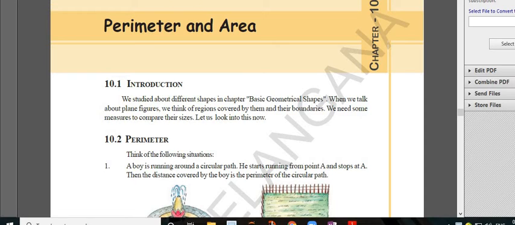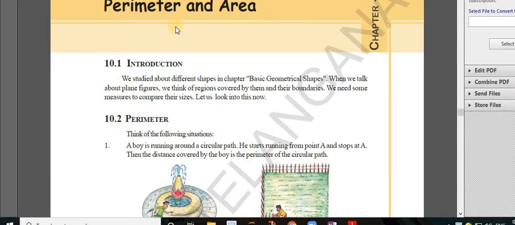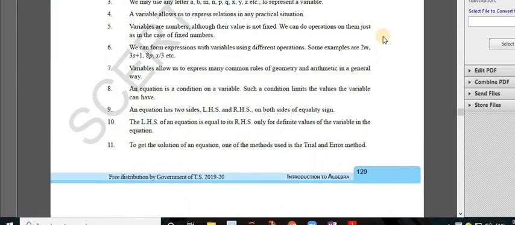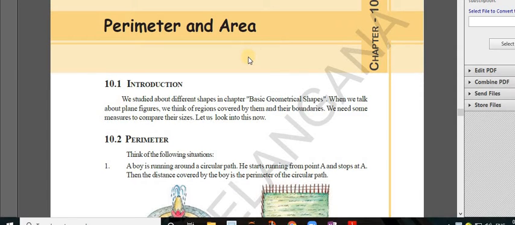Students, today we are going to learn perimeter and area. So this is your NCERT Maths textbook, which belongs to 6th class, and we are now dealing with chapter 10. So we are in chapter 10 now.